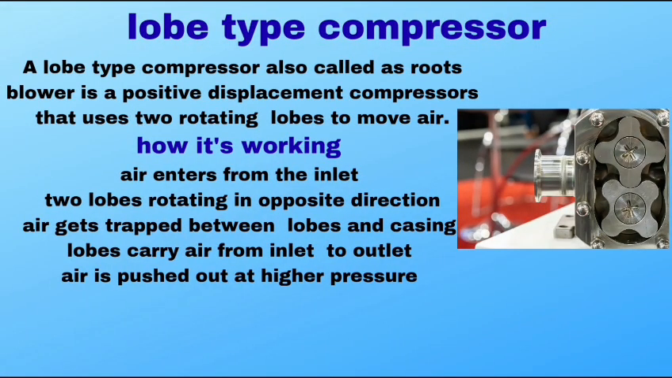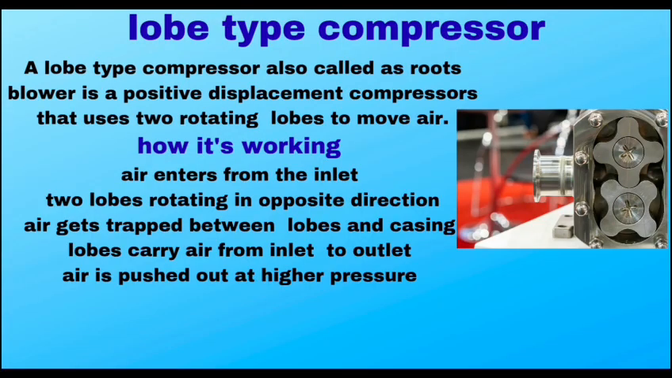Lobe type compressor. A lobe type compressor, also called a roots blower, is a positive displacement compressor that uses two rotating lobes to move the air. How the lobe compressor works: air enters from the inlet filter. Two lobes rotate in opposite directions. Air gets trapped between the lobes and casing. Lobes carry air from inlet to outlet. Air is pushed out to higher pressure.